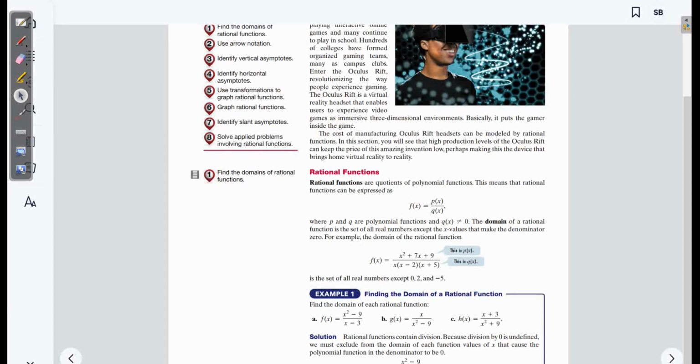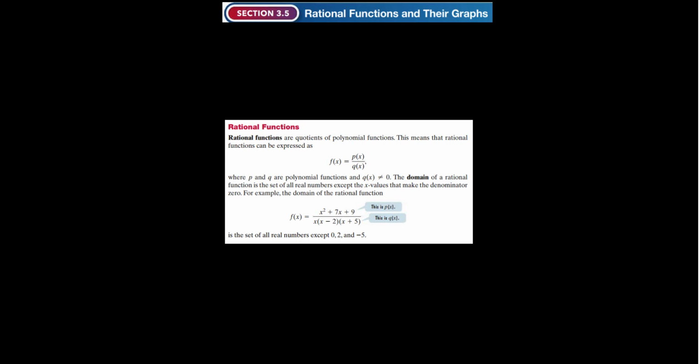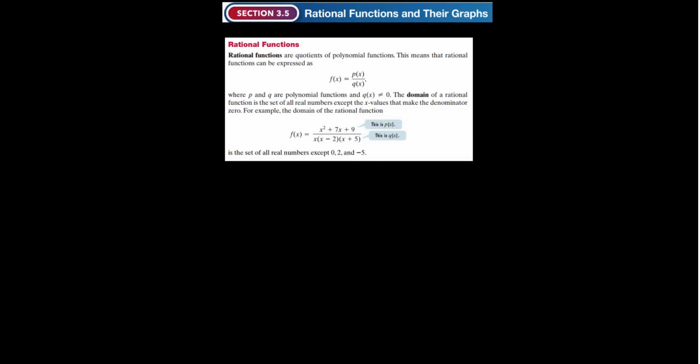Right. So the first thing we're going to talk about is we're going to define rational functions. We've dealt with rational functions before, and rational functions are quotients of polynomial functions. This means that a rational function can be expressed as f of x equals p of x over q of x, where p of x is a polynomial and q of x is a polynomial. And of course, q of x is not equal to 0.